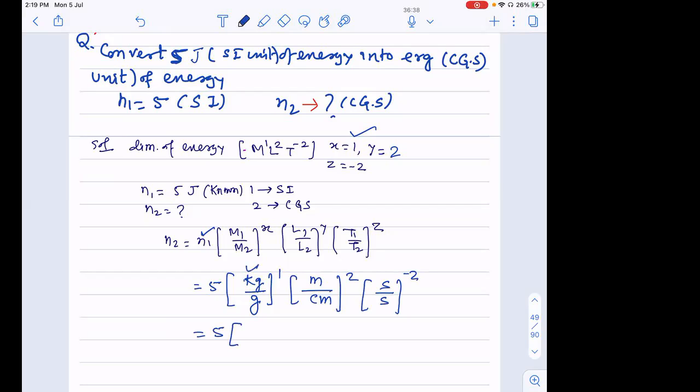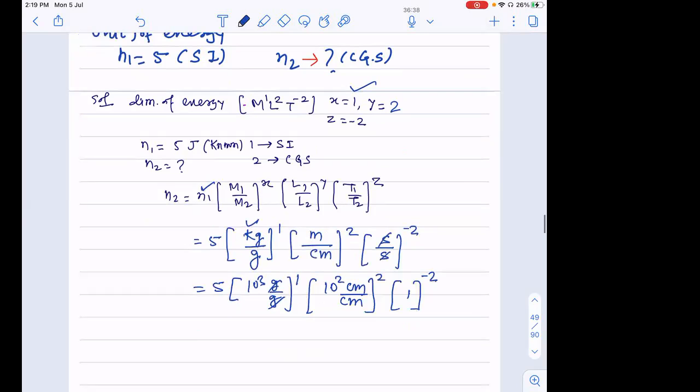Now we have to simplify it. K is 1000, 10 to the power 3. Gram will get cancelled here. Power is 1. Meter is 100 centimeter, 10 to the power 2 cm. In the denominator also cm, power is 2. Seconds here to 1, it will be 1. Seconds will get cancelled. Power -2. Now what is left is 5 into 10 to the power 3 into 10 to the power 2. Outside power is 2, 10 to the power 4. And this last term will become 1. 1 to the power anything will be 1.